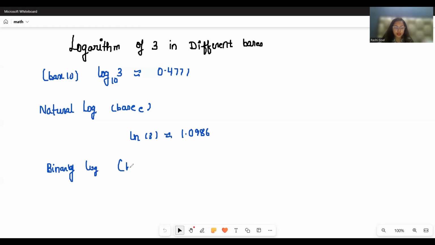Now the binary log, that means when the base is 2. So log 3 with base 2 is approximately 1.58496.